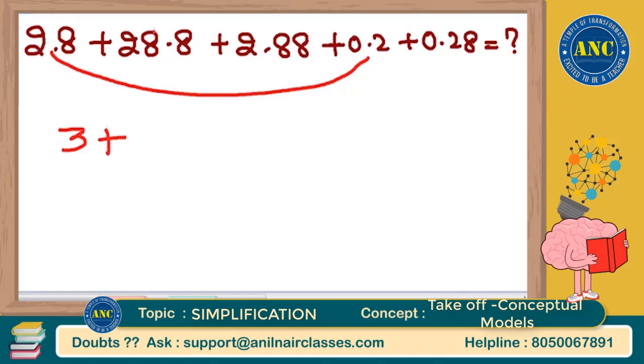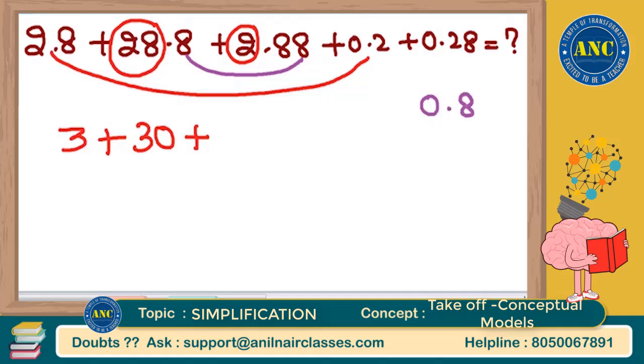Can I also say that if I add the whole numbers, 2.8 plus 0.2 is anyway 3, right? What else can I add? I can add 28 plus 2. This will give me 30, which is again a fancy number. And then I am left with only decimal values as of now. 0.8 plus 0.88, you know all these things already, sir. This is equal to 1.68.